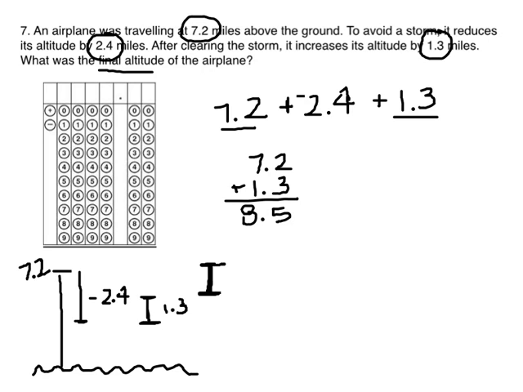So same sign we would have added, different sign though, we subtract. So 8.5 minus 2.4, 5 minus 4 is 1, 8 minus 2 is 6. And is that going to be positive or negative? It's going to go ahead and be positive. So the distance from those two is 6.1. So we're going to go ahead and put in 6.1, and it's a positive.